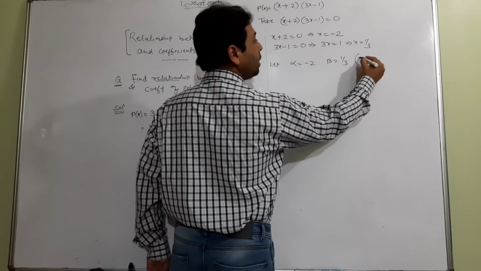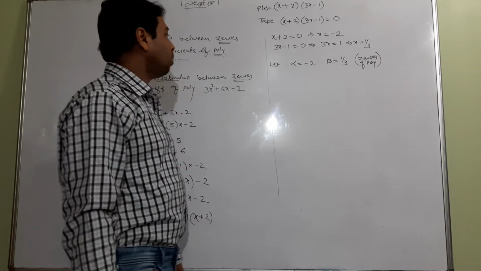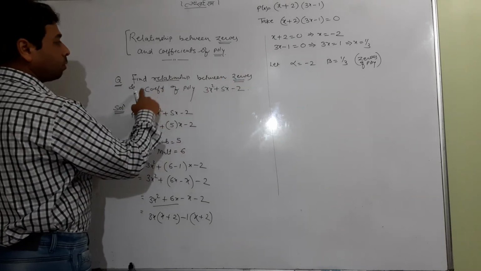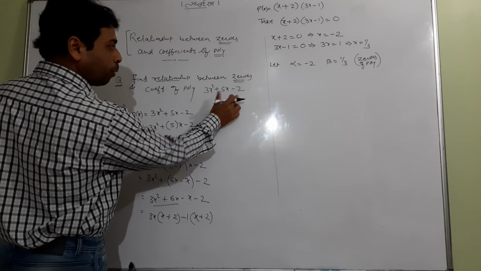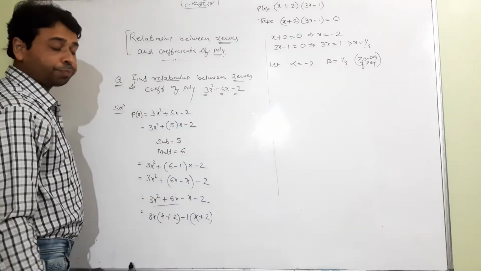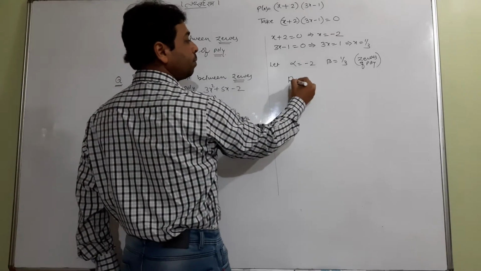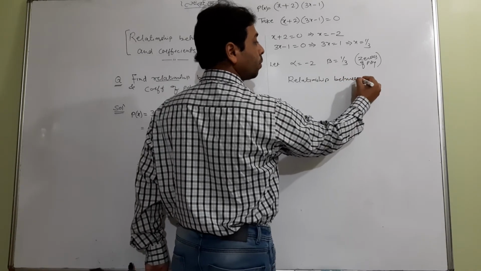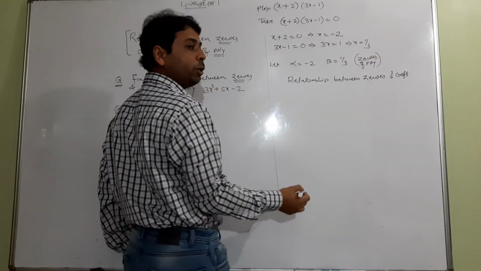So first is alpha and second is beta. You already have got these; what are they? These are zeros of the polynomial. Now we have to find the relation between the zeros and the coefficients of the polynomial. What are the coefficients? The coefficients of the polynomial are 3, 5, and minus 2. Let me explain. Now we have to find the relationship between zeros and coefficients. So how can we do it?